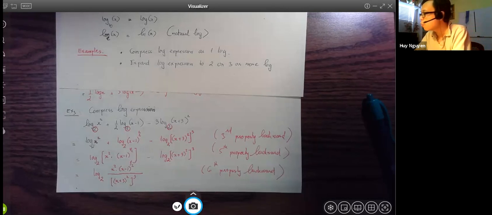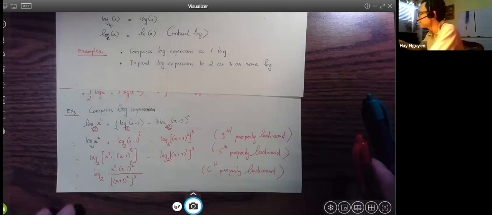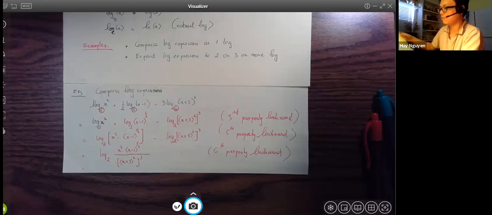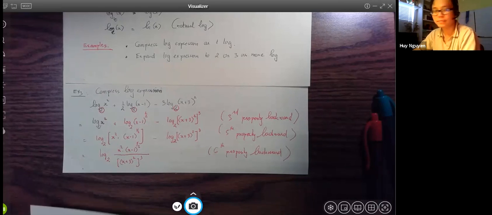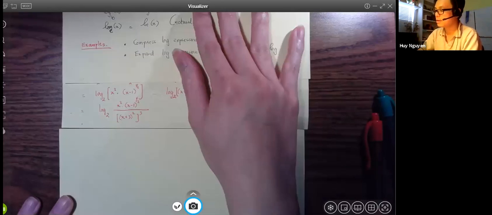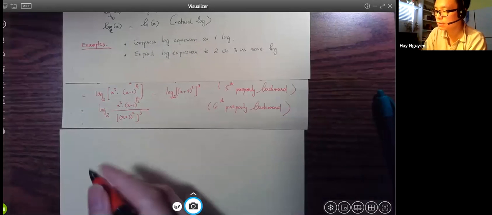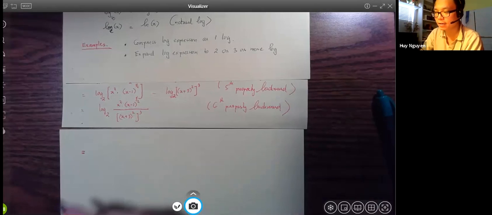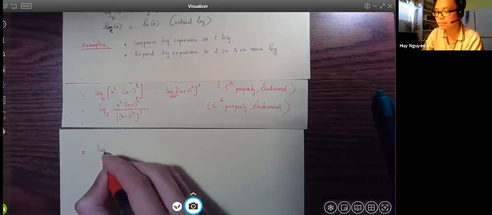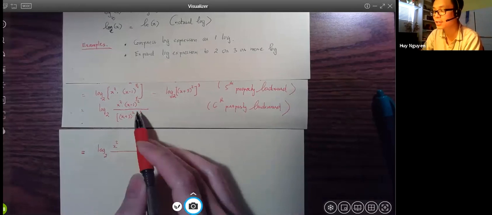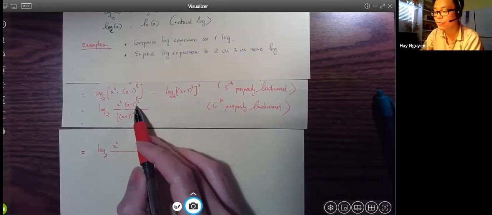All right. So we need to do one more step. I don't have enough space right now, so I'm just going to write it somewhere over here. So this has become log base 2. I'm going to beautify it. Log base 2 over x squared. I cannot do anything, but remember, when you have a rational exponent, I can rewrite it as a radical.